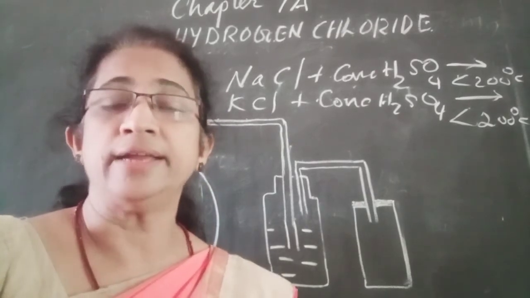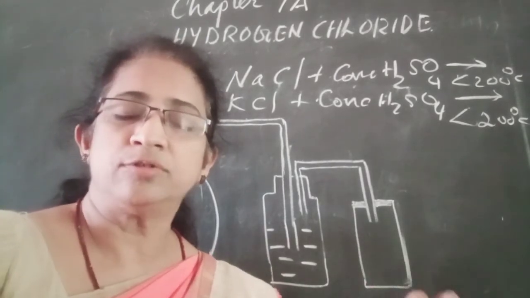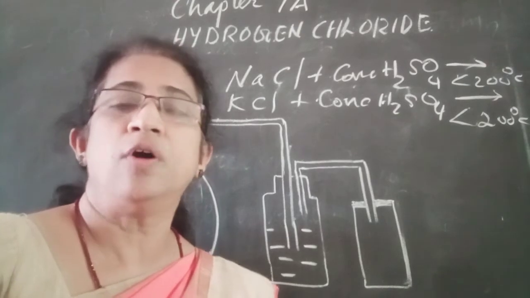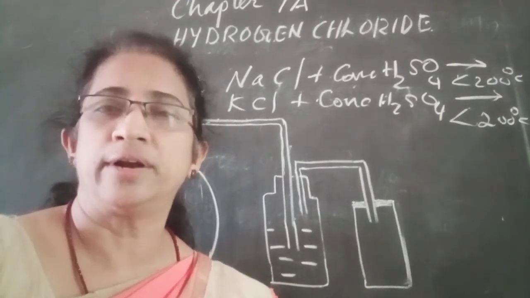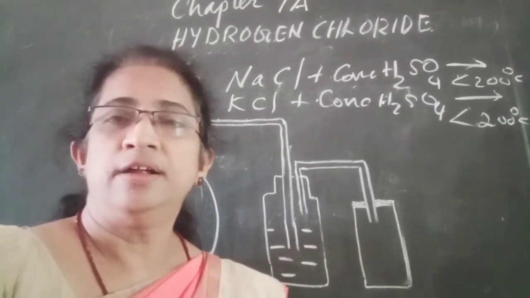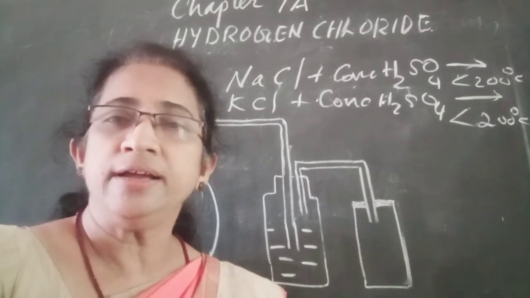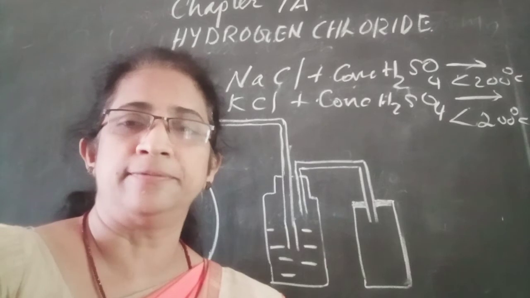Sodium chloride contains chloride as the anion. Therefore, such a salt on treatment with concentrated sulfuric acid liberates hydrogen chloride gas. And why is sodium chloride preferred? Sodium chloride is cheap and readily available. And the other reactant is concentrated sulfuric acid.